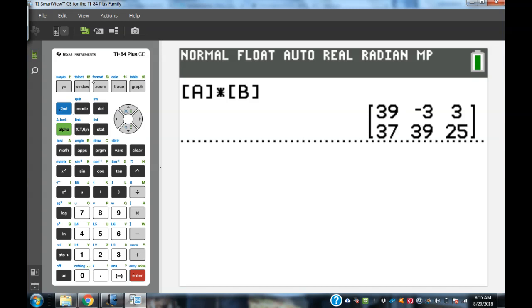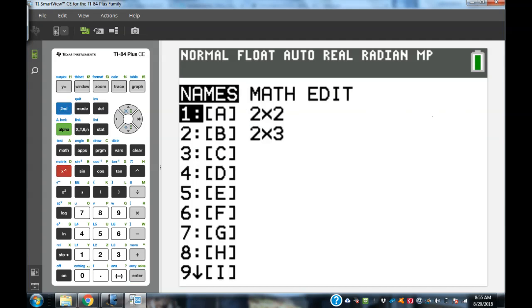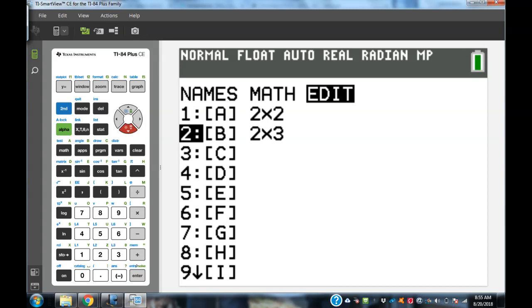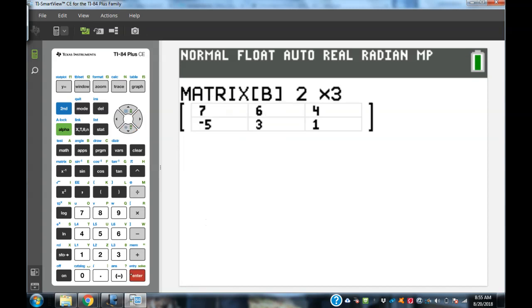You've already got matrix A and matrix B typed in, or you want to type in matrix B. All right, so to type in matrix B, you're going to go second matrix, go over to edit, and then arrow down to matrix B and hit enter. And it should take you there. Not taking you there. Okay. Oh, you got to get out of here first. That's what it is. Second.